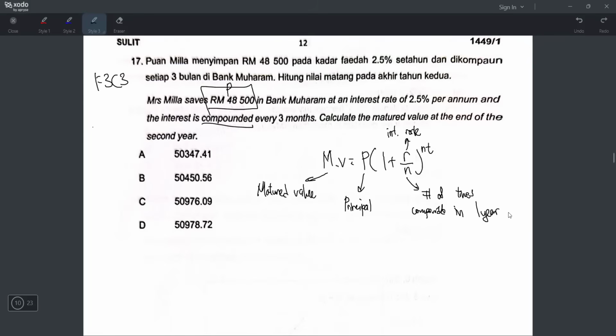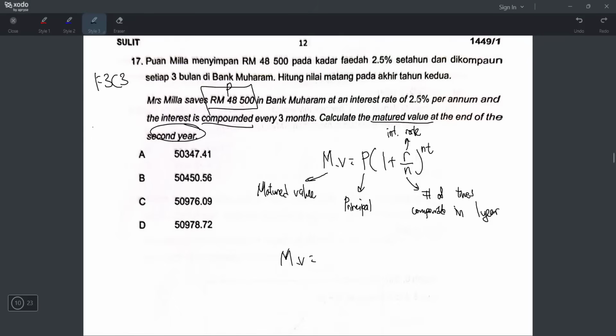So the question already gives it away. It's compounded every 3 months, and then calculate the matured value at the end of the second year. So I need to find out what my P, R, N and T are, and then put them inside this formula and press the calculator to get the MV, the matured value. Let's go through one more time. What's the P? 48500, because this is the starting amount you save in the bank.